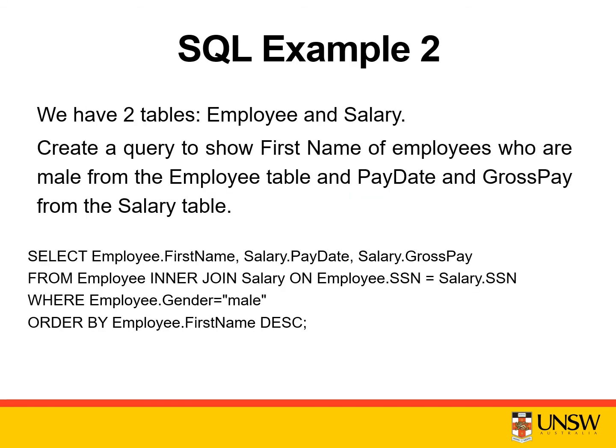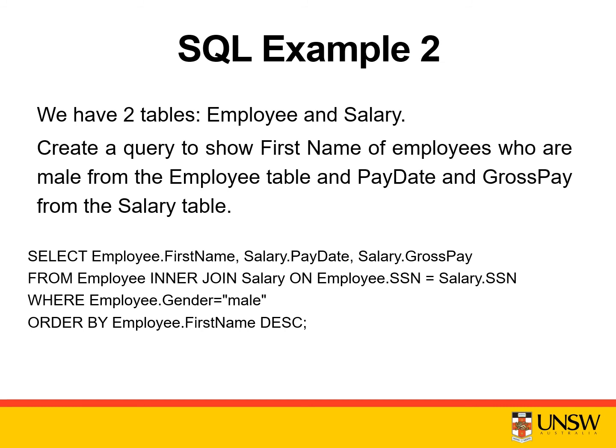This example is more complex than the previous two examples, as we want to use the fields of two different tables called employee and salary. In the employee table, we have the information of the employees, including their names and contact details. And in the salary table, we have the payment information of the employees. We want to create a query to show first name of employees who are male from the employee table and pay date and gross pay from the salary table.